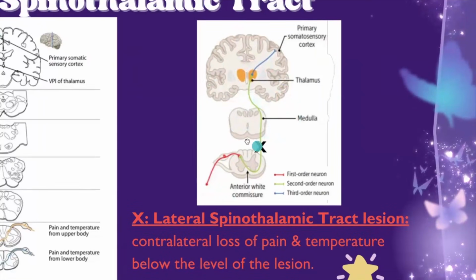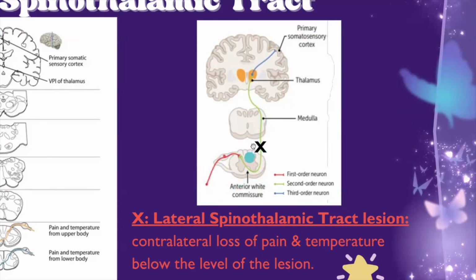Okay. So now, what happens if there is a lesion or any damage to the spinothalamic tract? Any damage to the spinothalamic tract would always be contralateral. Any sensations below this lesion would be contralateral. Why? Because it already crosses at the level of the spinal cord. So anything below this level would be contralateral.